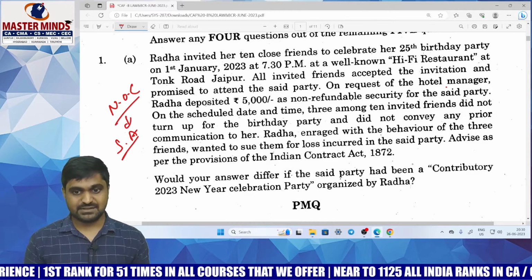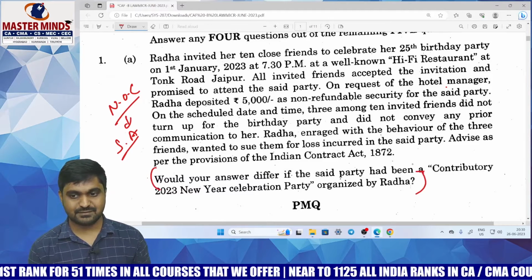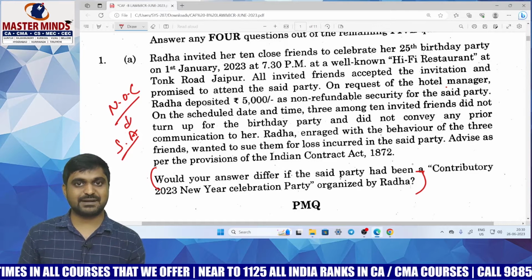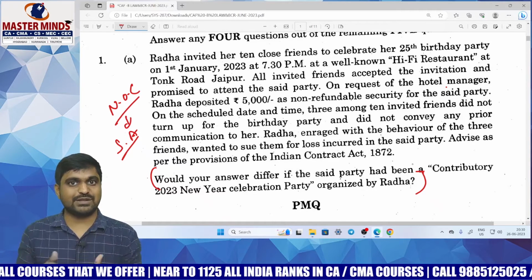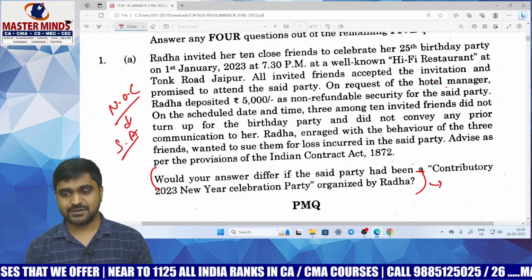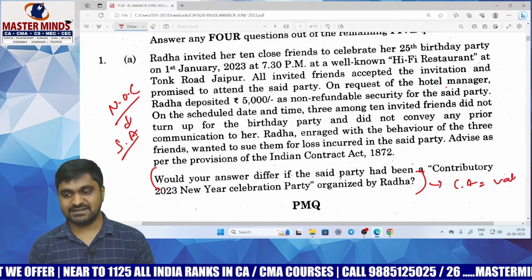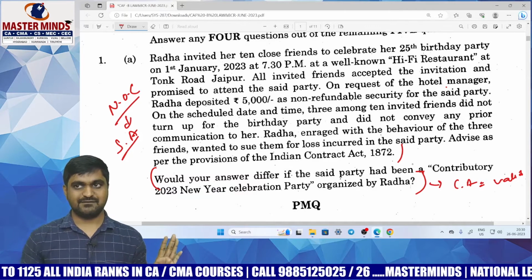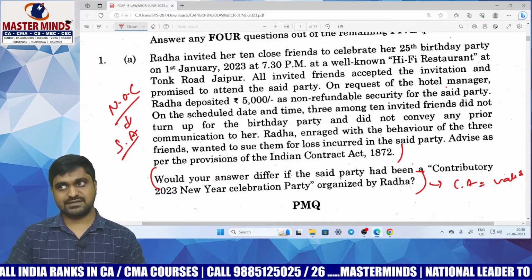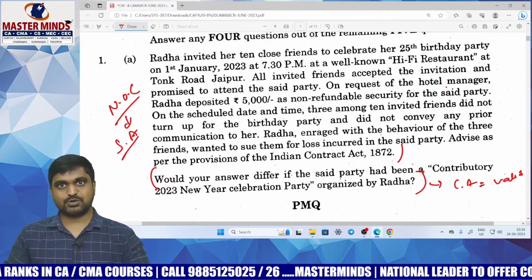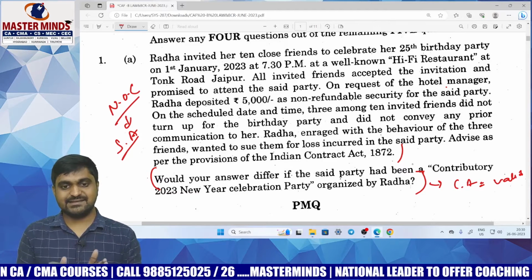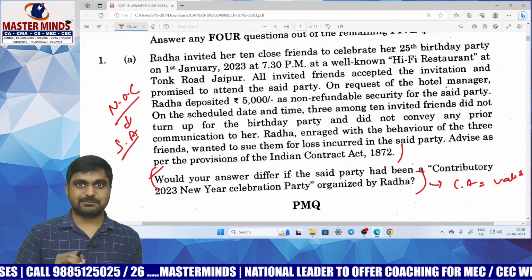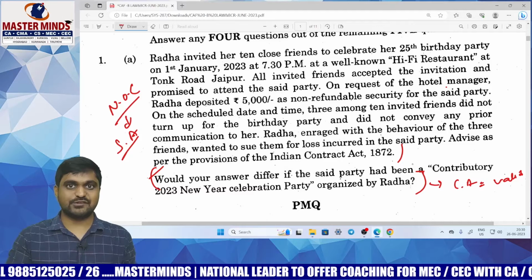But wait a minute, here there is one more extra question. What happens if, instead of a birthday party, it is a New Year celebration party and all agreed to contribute equally for that? Then this kind of agreement will become a commercial agreement and this will become valid. So students can easily write the first part of the question, whether they read this chapter or left this chapter as choice. But answering the second part is possible only for those students who read this concept at least once.